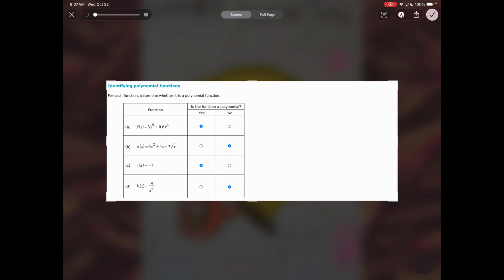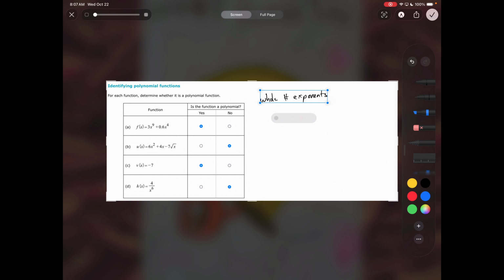Polynomial graphs is the name of this module. So first of all, what is a polynomial? A polynomial, trying to think of a non-mathematical definition here for you, but it has, let's say, whole number exponents. I think that's probably the easy way to define what a polynomial is.